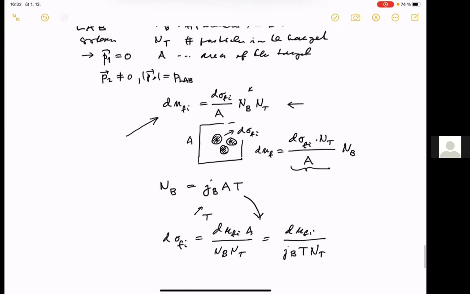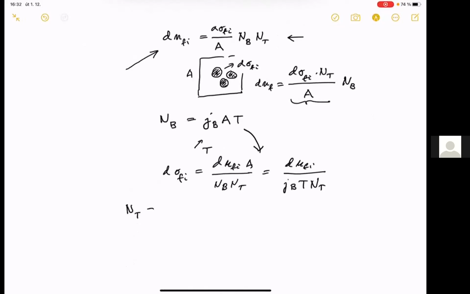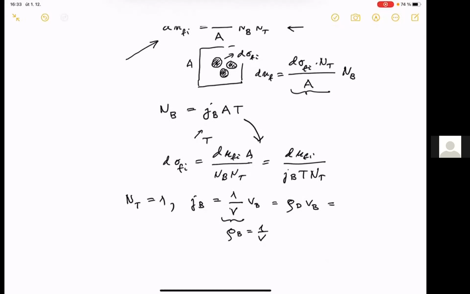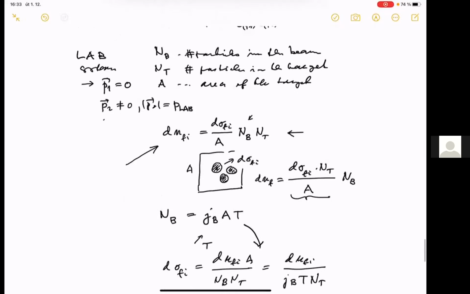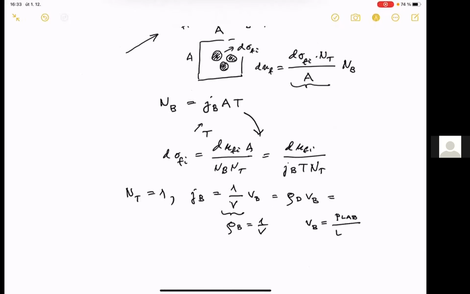This formula describes the idealized case when we have just one target particle and we have the current which corresponds to one particle over the whole volume V times the velocity. This is nothing else but the density of the particles, and we have just one particle in the volume V, so this rho_B is just 1 over this volume V. And this current, as you know, is just the density of the particles times their velocity. But we can calculate this velocity since we know the momentum of the particles in the beam. This velocity is nothing else but the momentum, that means the laboratory momentum of the particle in the beam, over the energy in the laboratory.